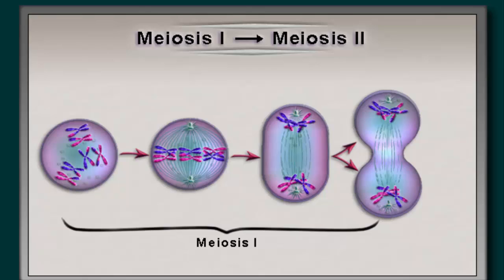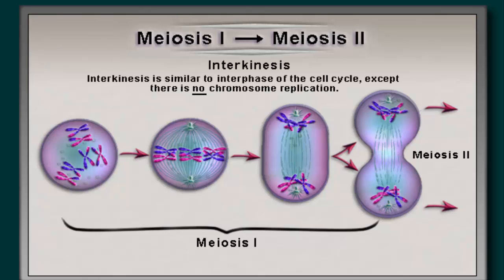Following cytokinesis, the two new daughter cells prepare to undergo a second meiotic division, or meiosis 2. Some organisms go directly into the first phase of meiosis 2, whereas in others, a period of interphase called interkinesis occurs. Interkinesis is similar to the normal interphase of the cell cycle, except there's no replication of the chromosomes during interkinesis.